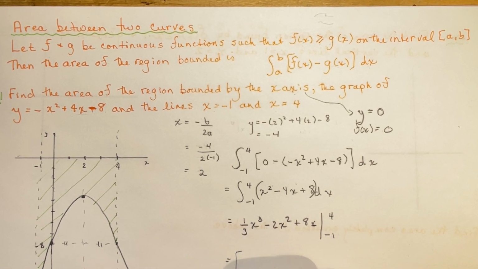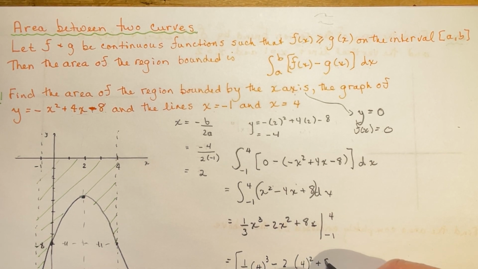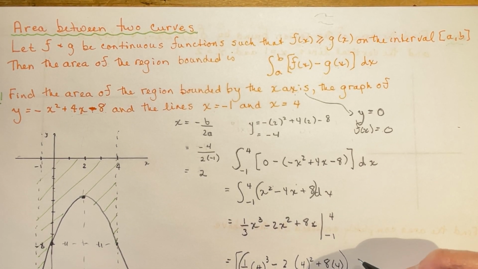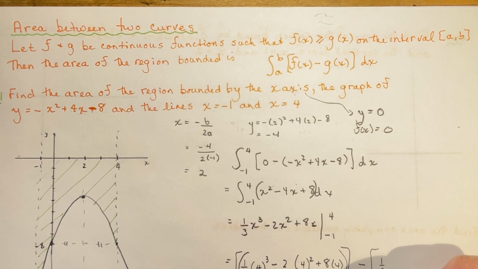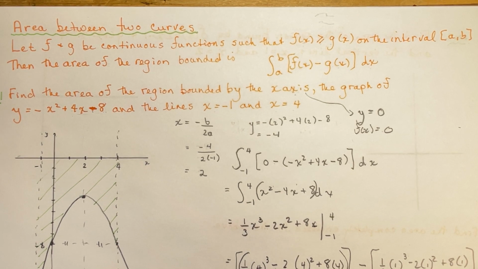So I'm going to make a big bracket here, and I'm going to do 1/3 times, I'm plugging in 4 first, 4 cubed, minus 2 times 4 squared, plus 8 times 4. Now sometimes you might forget that you're not done yet. And then I'm going to subtract f at minus 1. So here we go. We're going to plug in 1/3 times minus 1 cubed minus 2 times minus 1 squared plus 8 times minus 1. Okay, so I guess I didn't need those round brackets there.